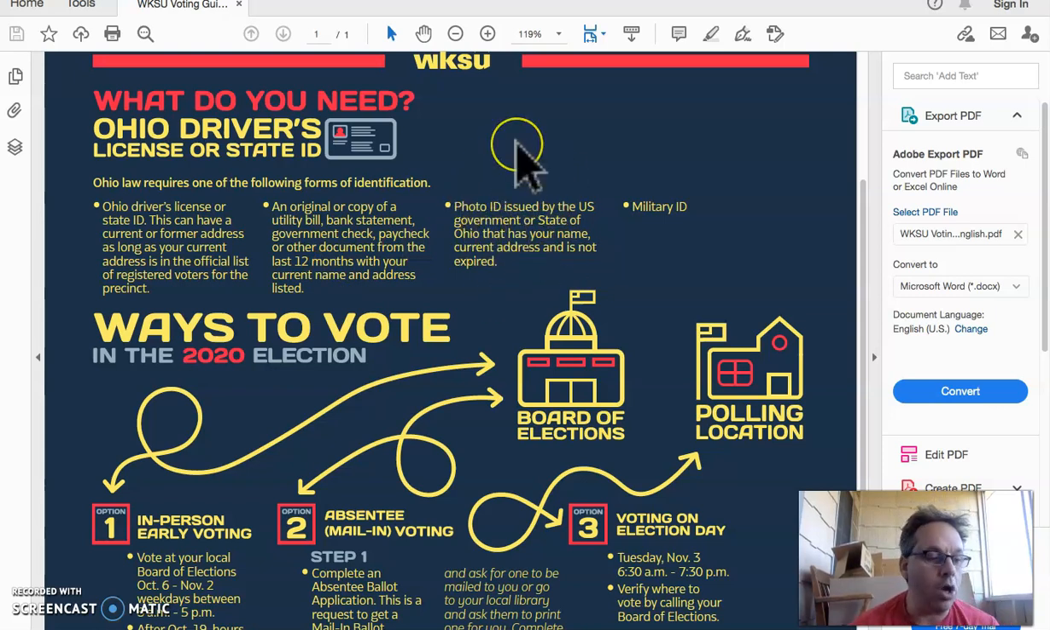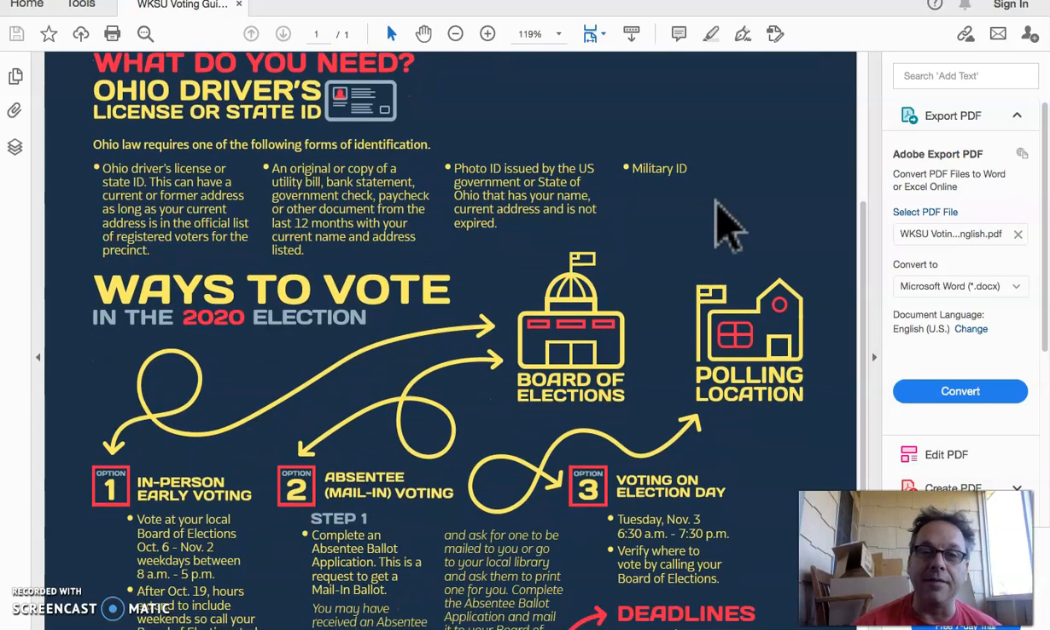So what might this be? Well, it could be your passport, right? Certain people have their passport on them. They use their passport. They carry their passport with them. So your passport would get you in to vote. Again, as long as it's not expired or as long as your address is current. Military ID. So if you are in the military, you can also take that. So that is what you need, right? As long as you have that information, it is actually quite simple to go in and vote.